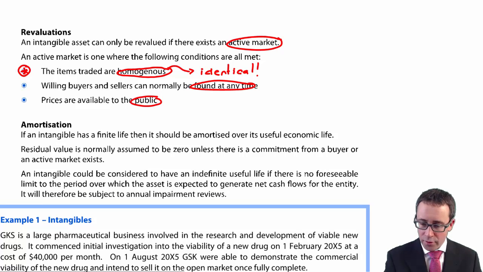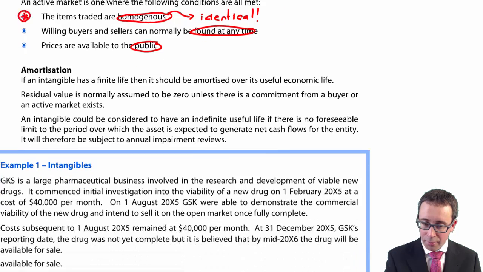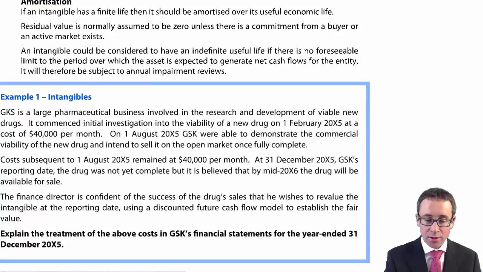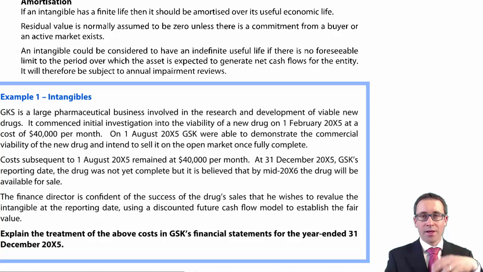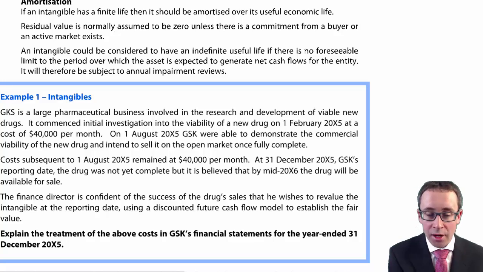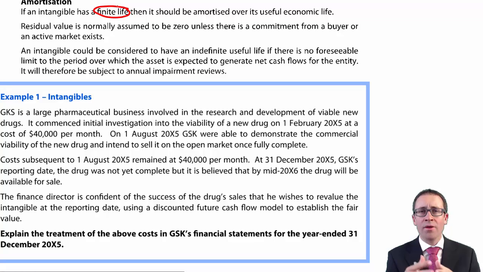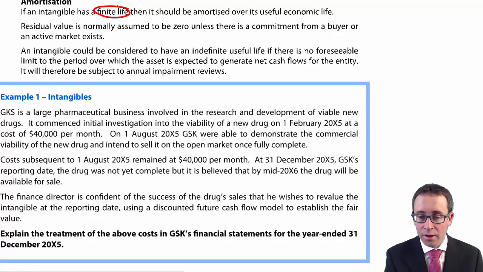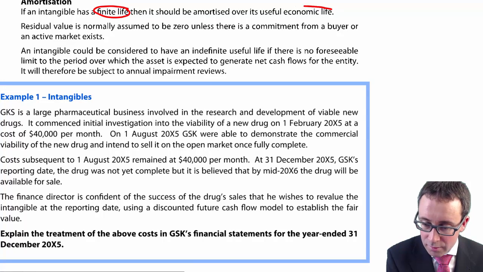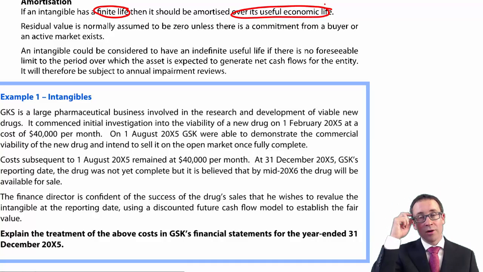Just a little bit before we get involved in the numbers and an example, let's talk about amortization. That's the equivalent of depreciation. We've said that you amortize the asset from when it is ready for use, not when it is physically being used. And what we mentioned earlier on was that if it has a finite life, a set period of time that you get the benefits from that asset, then you amortize it over that useful economic life, don't we? So if it's a 10-year patent or a 10-year license, boom, amortize it over 10 years straight line.